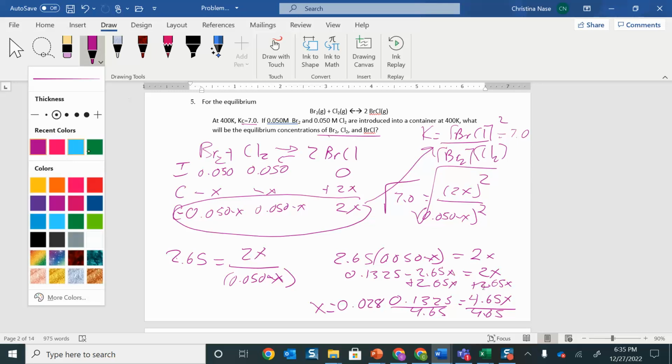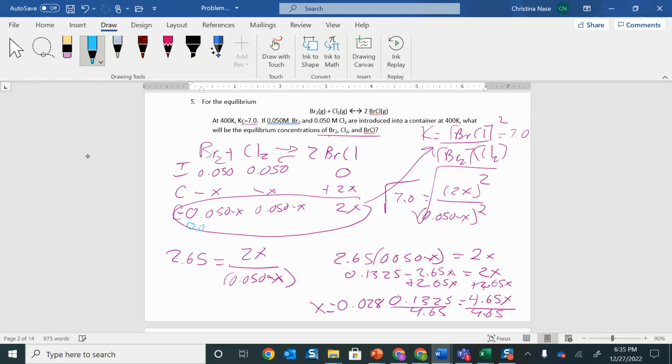And they want to know what are the equilibrium concentrations. So after I know x, I can just go back over here and do my 0.050 minus 0.028. And then over here is going to be 2 times 0.028. So what do I get? 0.056 for this one, and then 0.022 for these. It's the same number because it's 0.050. So those are your final answers: 0.022 molar, 0.022 molar, and 0.056 molar.